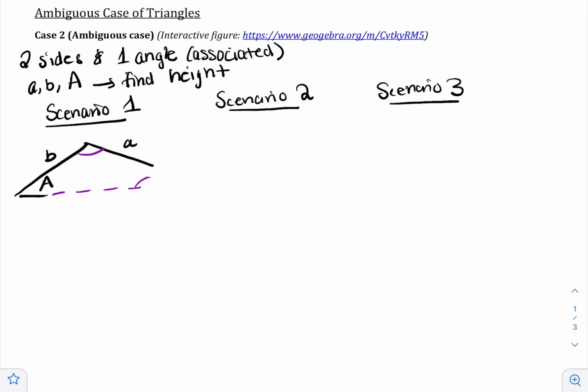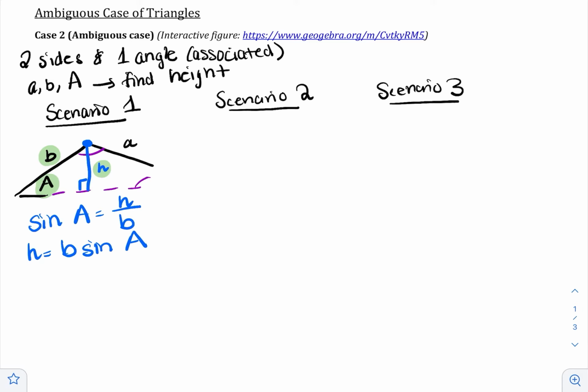First, you're going to find the height. The height goes from the vertex of the two sides that you are given, and it always creates a perpendicular to the base. So this is h. Because it creates a right angle, we can use SOHCAHTOA with angle A, h, and b. Because I'm given opposite and hypotenuse, I'm going to use sine. So sine of A is equal to opposite over hypotenuse, and solving for the height, I get that the height is b sine A.